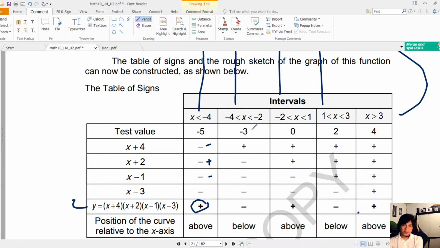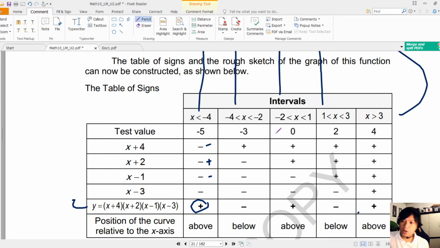So, the same also with the second interval natin dito. Yung test value natin dito is negative 3. So, negative 3 plus 4 is 1. So, the sign is positive. Negative 3 plus 2, negative 1. So, negative. Negative 3 minus 1 is negative. Negative 3 minus 3 is negative numbers also. So, the overall sign here is positive times negative, negative times negative, positive times negative, negative.